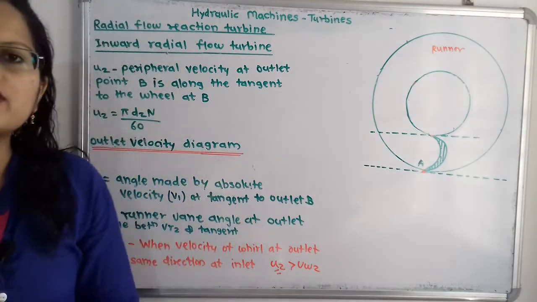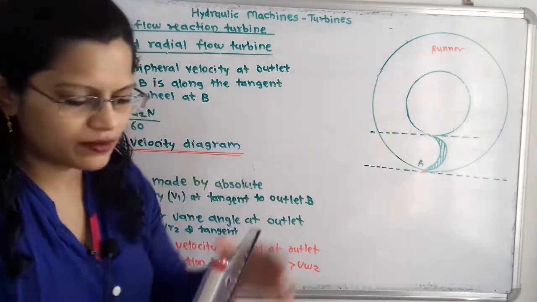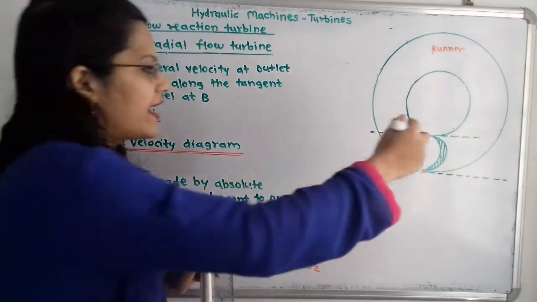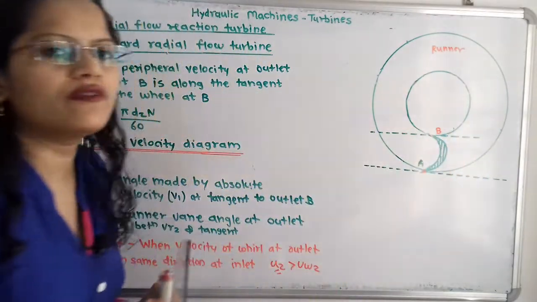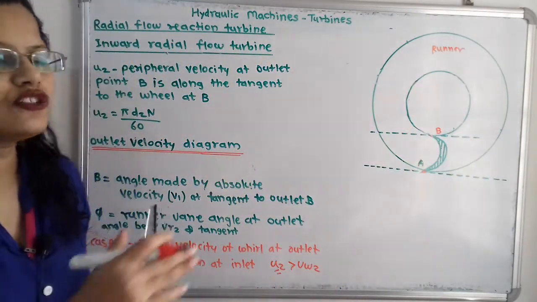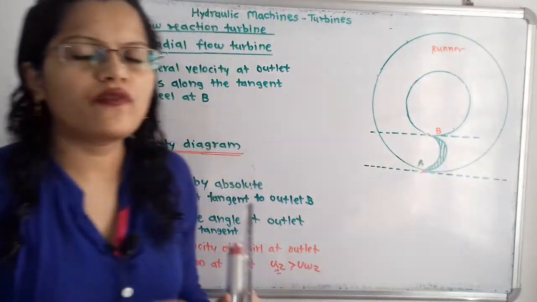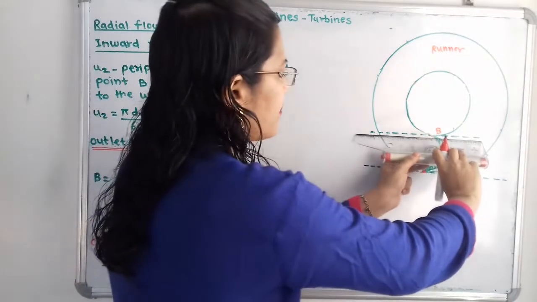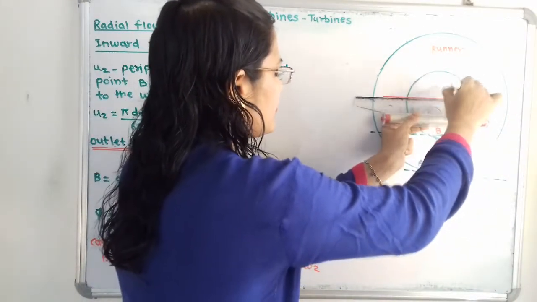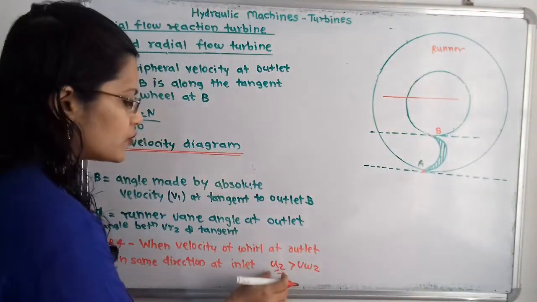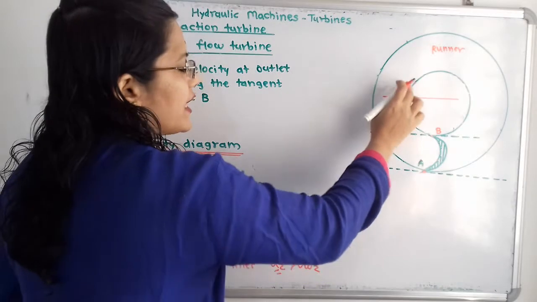So first I will draw one tangent line at the outlet point. Here is the point B, and at this point B this is the tangent line, which I have shown as a dash. We can show this velocity U2 along this tangent line. So first I will draw one line parallel to this tangent line. And now in this case U2 is greater than VW2, so first we have to take here U2.